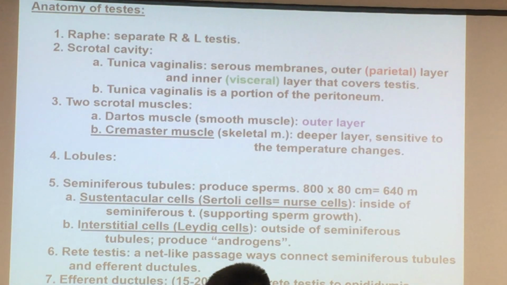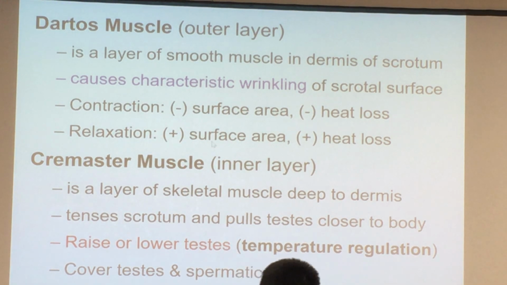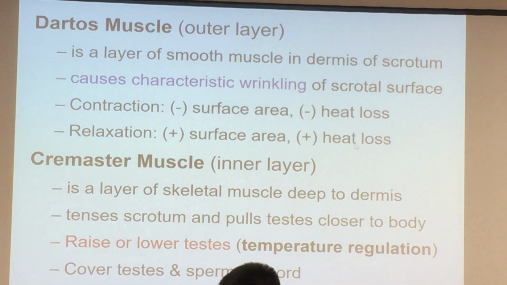The dartos is actually outside. The cremaster is deeper and sensitive to temperature change. The major difference is one: the dartos muscle is outside and causes surface wrinkling. If it contracts, it reduces the surface area and reduces the heat loss during winter, cold time. When it relaxes, it looks a little bit bigger, which increases surface area and increases the heat loss during summertime.